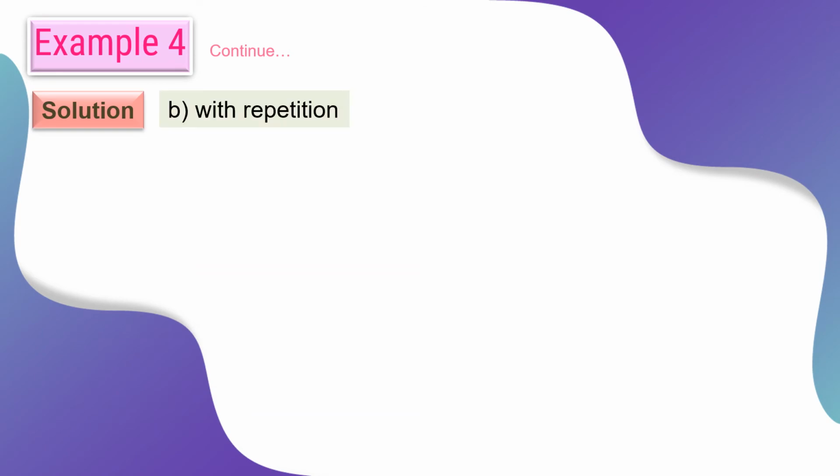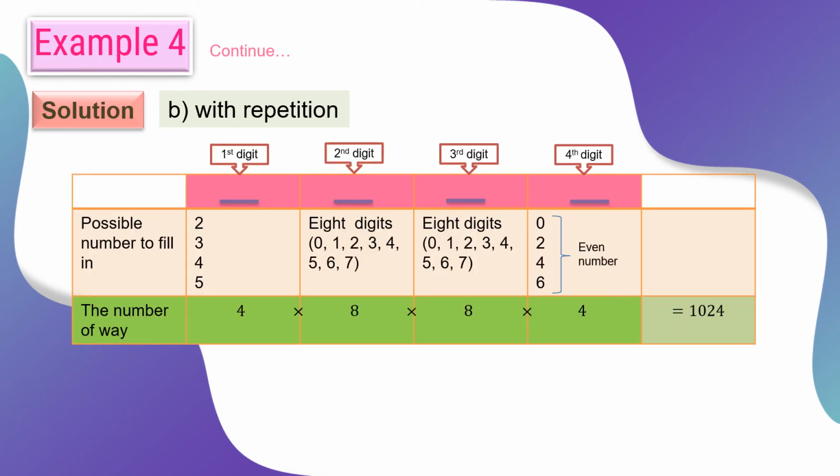Next we go to example 4b with the repetition. With the repetition is easy compared to without repetition. So same like the previous, we have first, second, third and fourth place here, or 4 digits here. For the first digit you can put number 2, number 3, number 4, number 5. Okay, so how many digits here? 2, 3, 4, 5. So we have 4 digits.